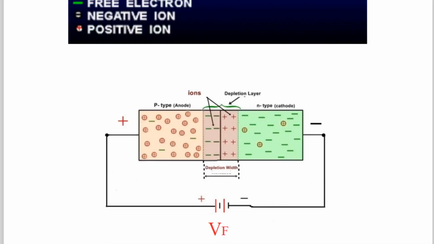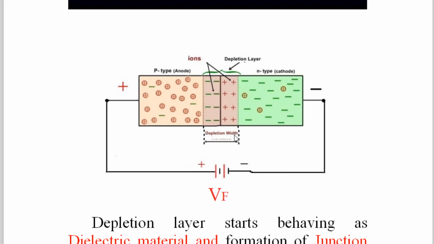Now let us proceed ahead. Again this diagram is there. When you apply any voltage to the p-n junction diode, here is the p-type semiconductor material, here the n-type semiconductor material, and here the depletion layer. This is the width of the depletion layer, and here you can see that these are the ions.